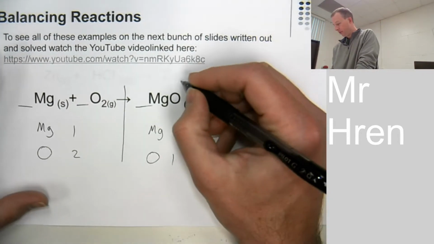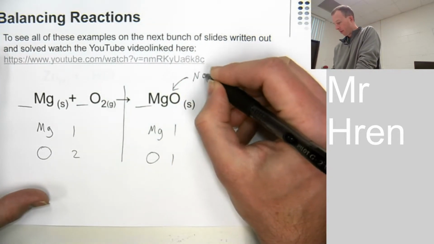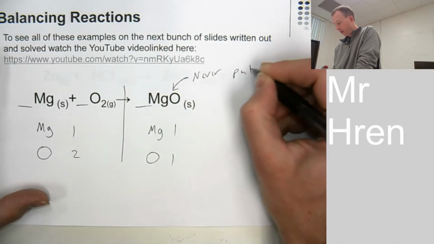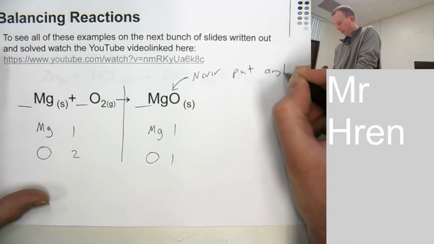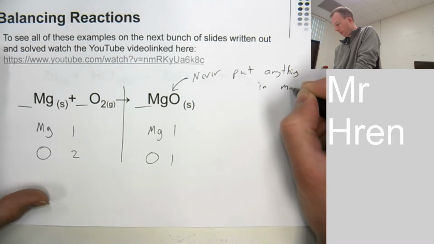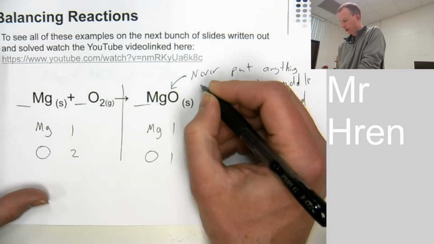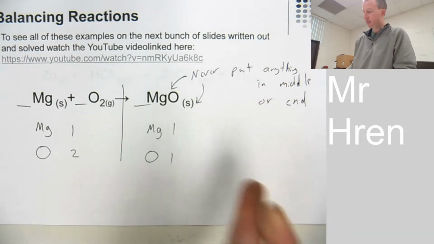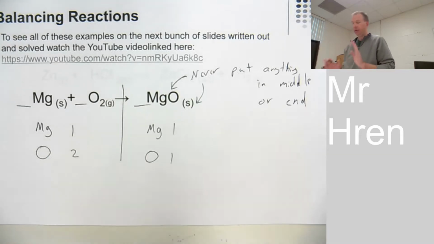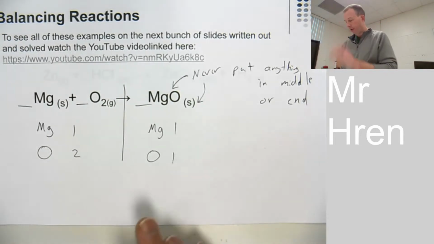You can never put anything in the middle or at the end. So, no, you can never add subscripts. You can never add little things in the middle. You can only put coefficients, big numbers, in front of the elements or the compounds.